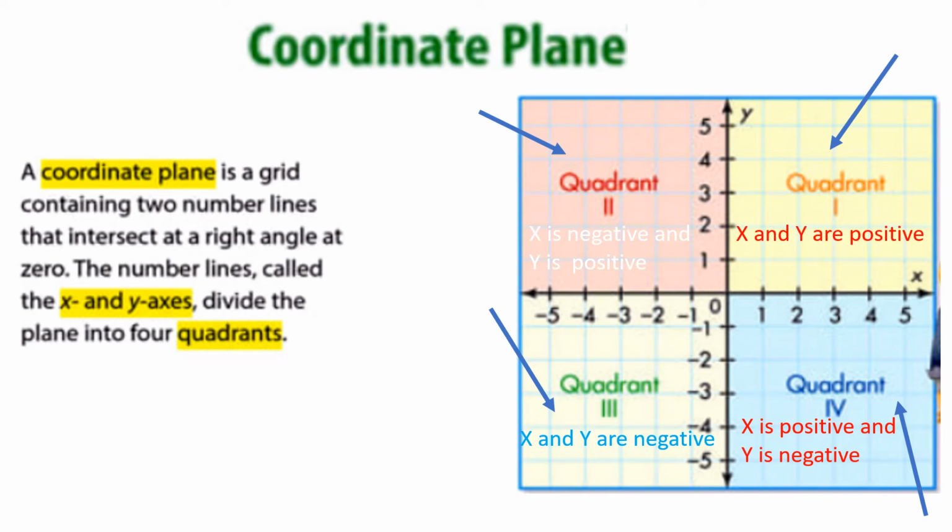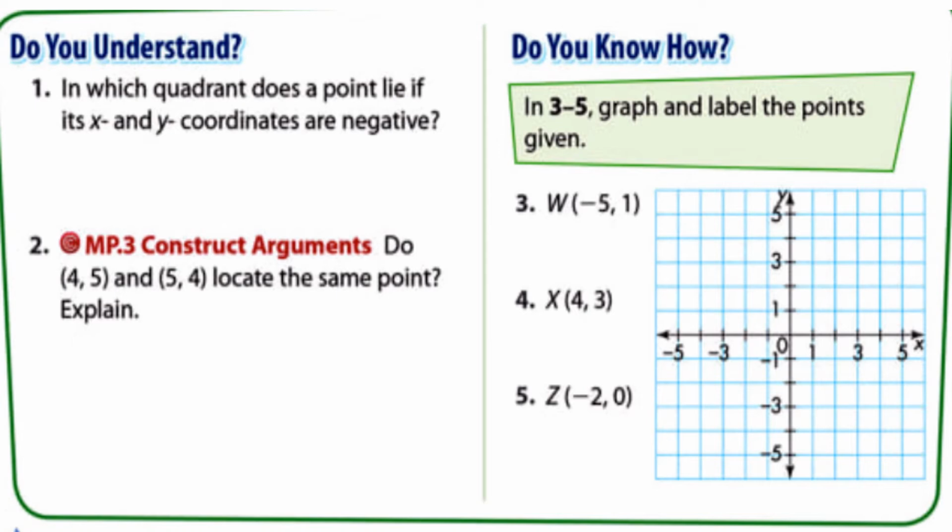Let's remind you now how to graph the points, because I said that to you before. So in question number one, firstly let's solve those questions. Then in questions 3 to 5, I'll show you how to graph the points easily. In question number one, it says: in which quadrant does the point lie if its x and y coordinates are negative?